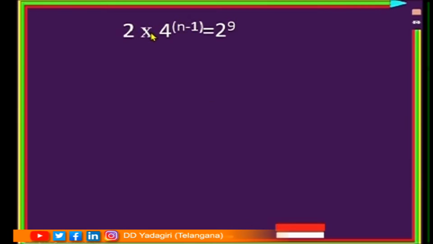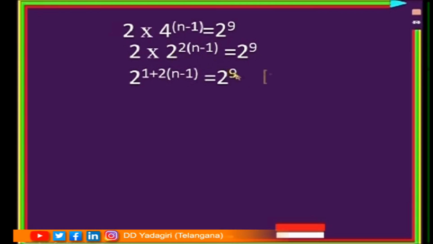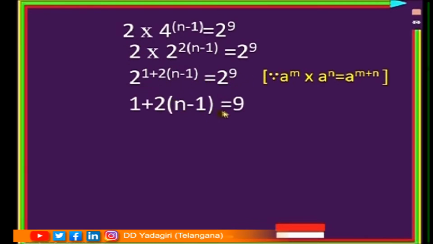Now here 2 and 4 can be expressed as 2 square, so 2 into 2 power 2 into (n minus 1) is equal to 2 power 9. As bases are equal, powers should be added: a power m into a power n is a power m plus n. So 2 to the power of 1 plus 2 into (n minus 1) is equal to 2 to the power of 9. Now here the bases are equal, so the powers are also equal. 1 plus 2 into (n minus 1) is equal to 9, and rearrange the terms.